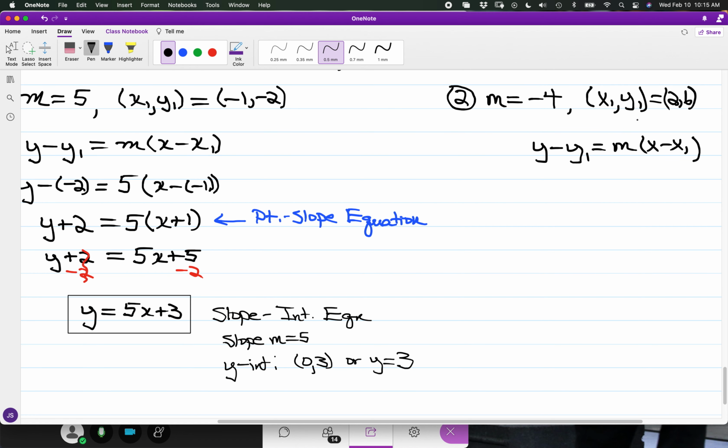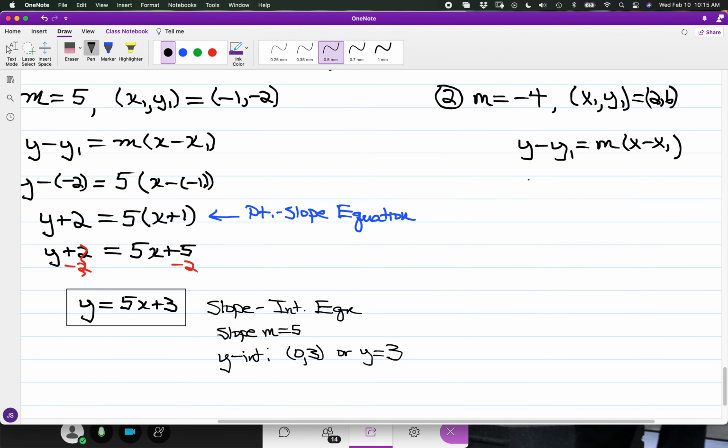So we have y minus y1, so we're going to have y minus 6 is equal to m. Now m is negative 4. And we have times the quantity of x minus x1. We have x1 at 2. And so upon substitution, y minus 6 is equal to negative 4 times the quantity of x minus 2. That's going to be the point-slope equation.